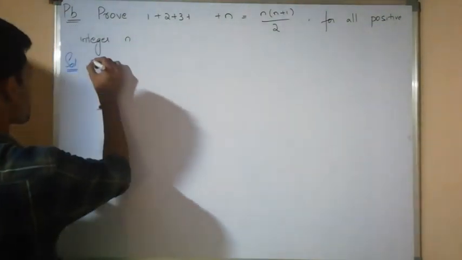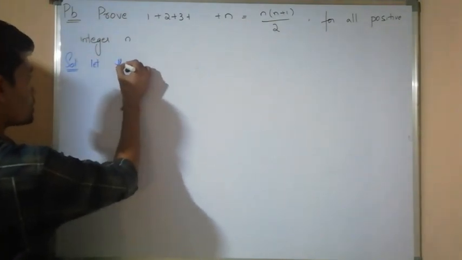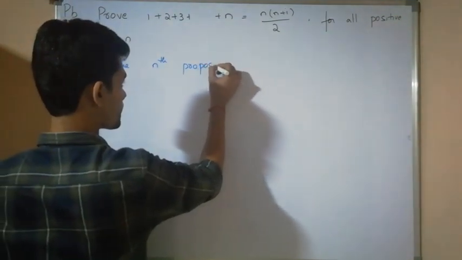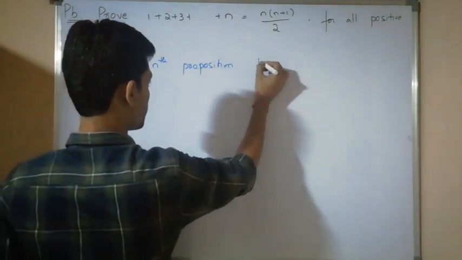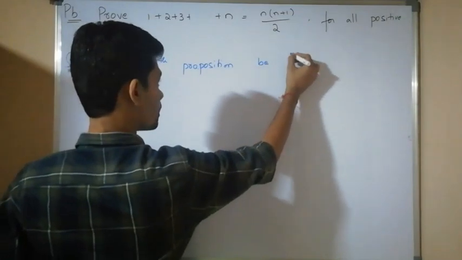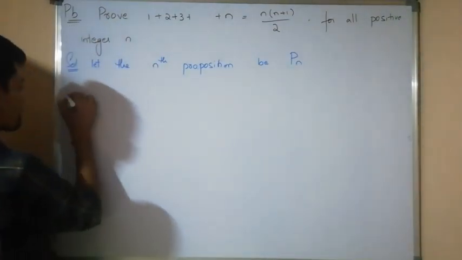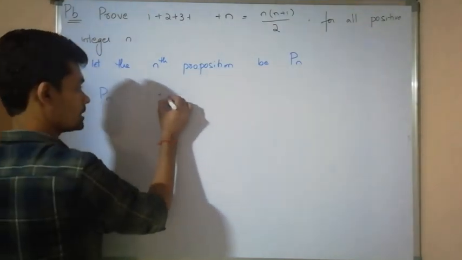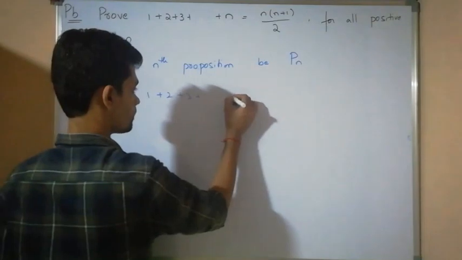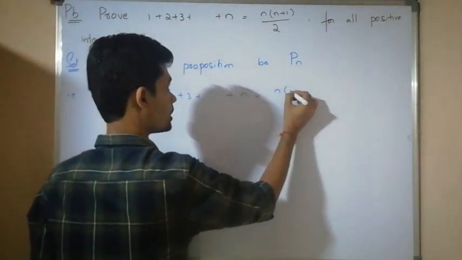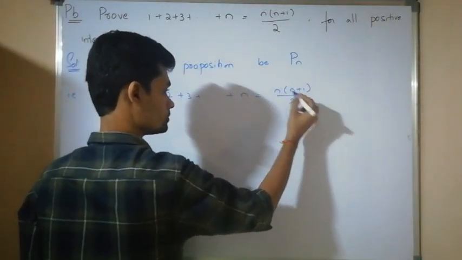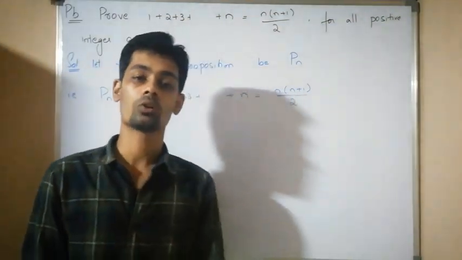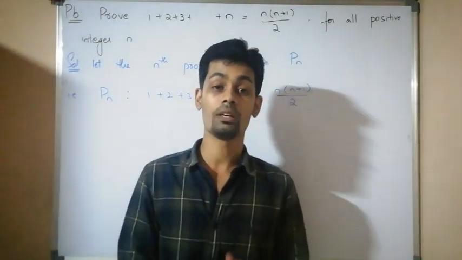Solution: let the proposition Pn be 1 plus 2 plus 3 plus so on plus n is equal to n into n plus 1 by 2. Now, to use the principle of mathematical induction, I have to prove the first condition, that is P1 is true.